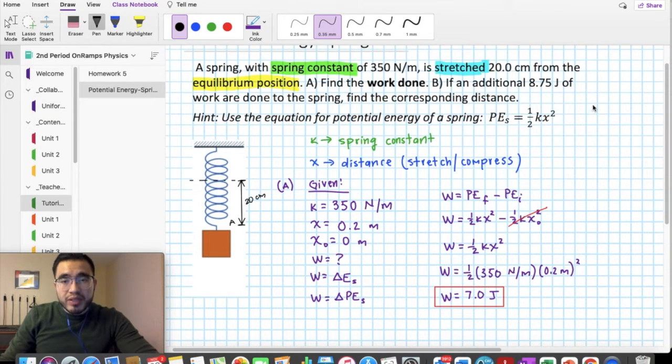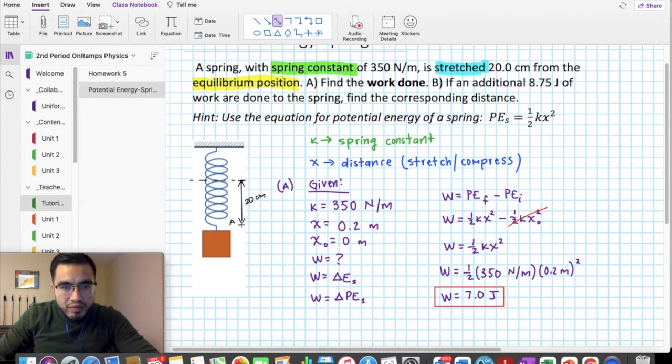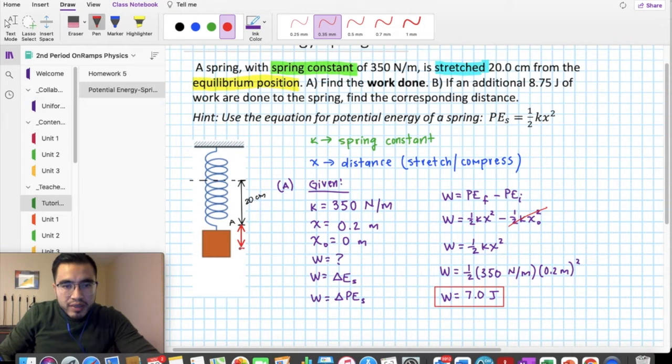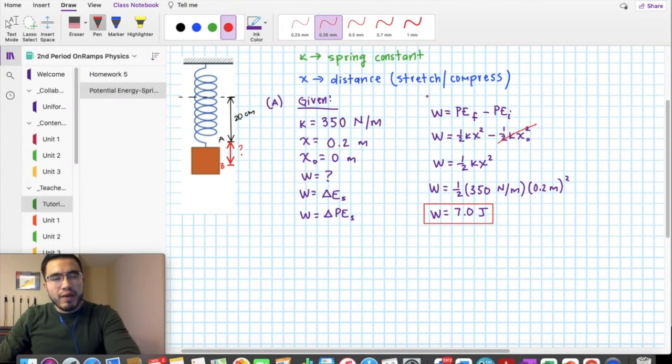Now, if an additional 8.75 joules of work are done to the spring, so once it's stretched to this position, we have 8.75 joules of work done, then this stretches a little bit more, which is the distance from here to here. So this is what we're finding. This is the corresponding distance at point B, right? So this distance is what we're finding.